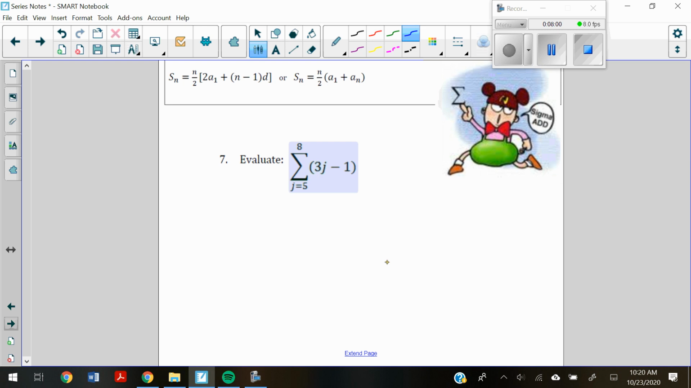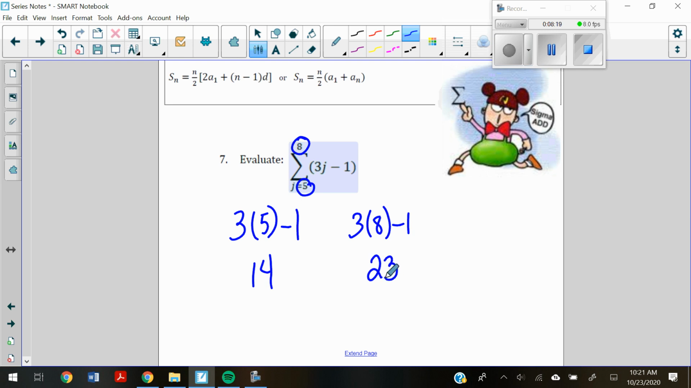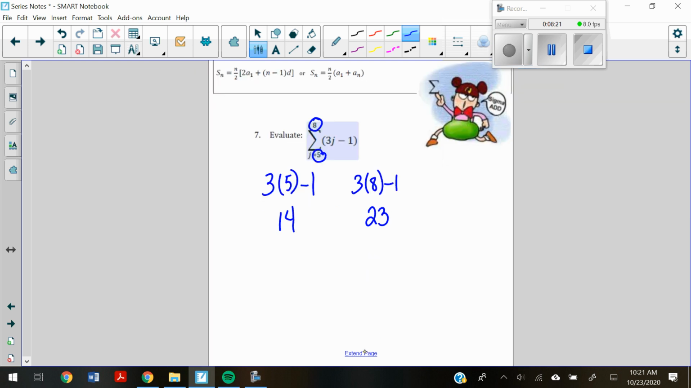Okay, I start at 5 and I'm going all the way up to 8. So to find my first term, I'm going to take 3 times 5 and minus 1 from it. So my first term is 14. To find my last term, I'm going to plug 8 in. So 3 times 8 minus 1. And I find my last term to be 23. All right, here's where you have to think about it. I'm not taking 8 minus 5. I'm going 5, 6, 7, 8. So my n is 4 then.